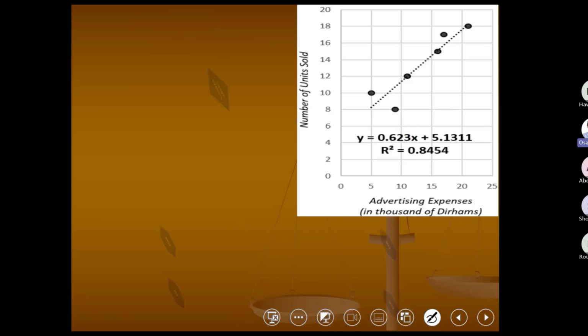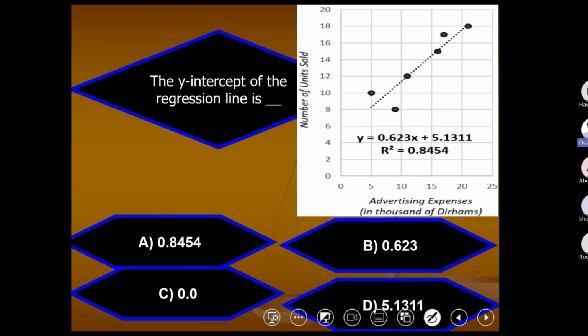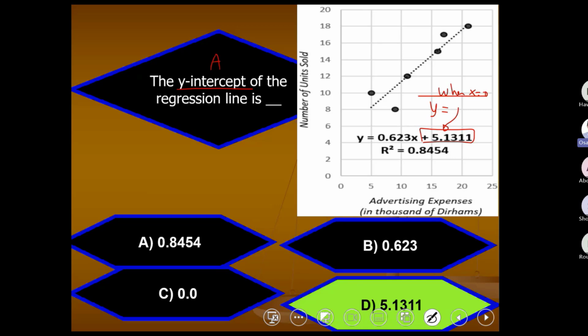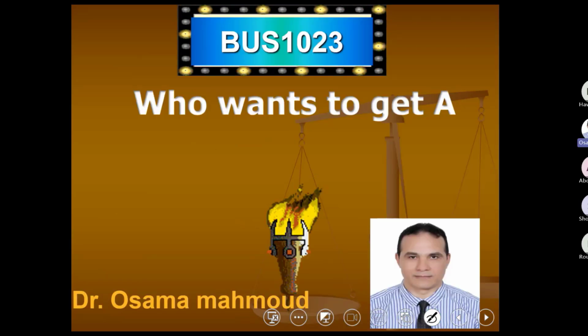Now you have the same shape, but it's asking you for the y-intercept. The y-intercept is A. Where is A? A is the term next to X, without X for sure. So this is A, the y-intercept, right? Okay. What is the meaning of this one? It means Y equals this value when X equals 0, right? Thank you so much.